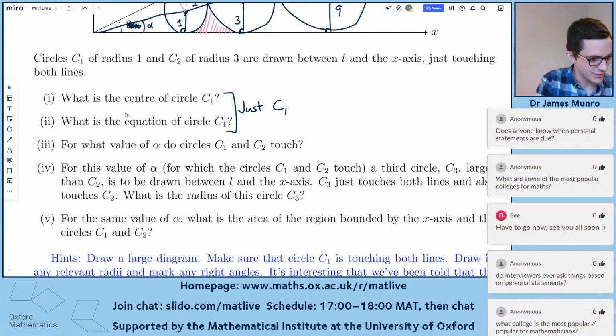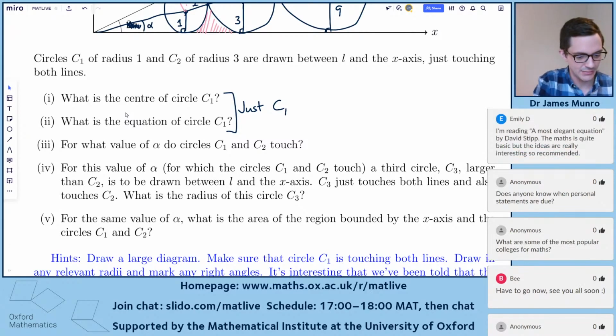Emily's got a book suggestion. Oh, it was the thing Emily's interested in, probably. Yeah, recommend it. Cool, thank you, Emily.